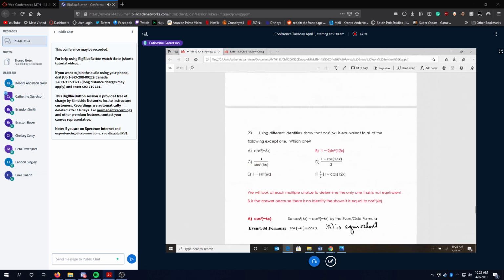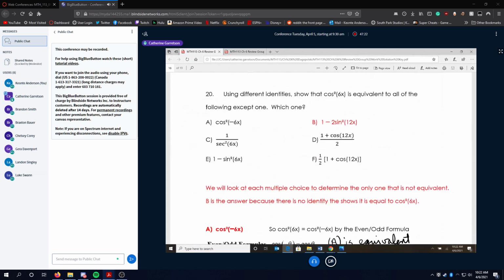Okay, using different identities. Now, this is where it's kind of hard. Show that the cosine squared 6x is equivalent to all of the following except one. So we know that was the problem with the identities. When they don't tell you which identity to use, you're kind of like, okay, oh my gosh, I don't know. So let's just start.